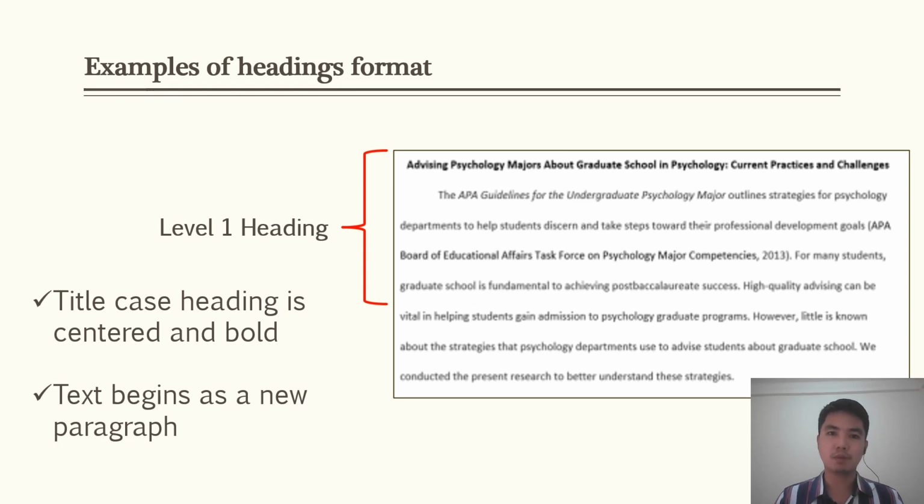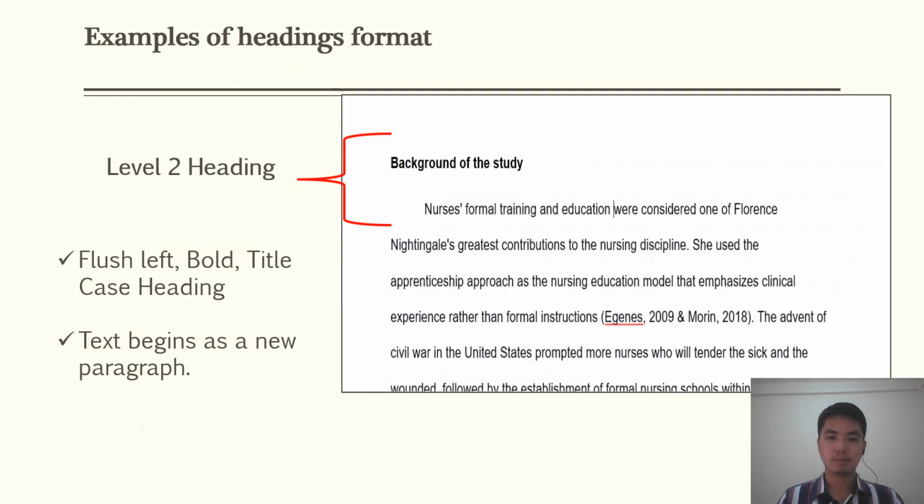Here are some examples or applications of the headings format. For the level 1 heading, as you can see in the image presented, the title case heading is centered and bold, and of course, the text begins as a new paragraph. For our level 2 heading, it is flush left, bold, title case heading. And of course, the text begins as a new paragraph.